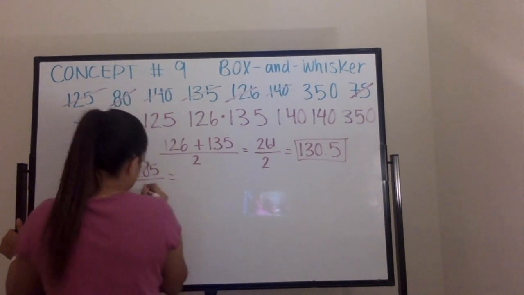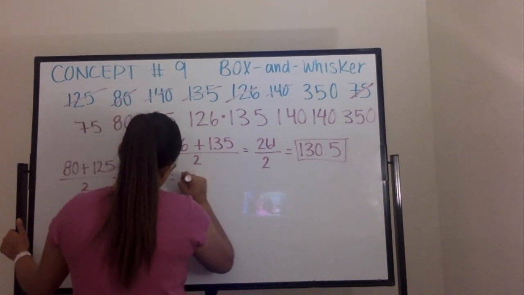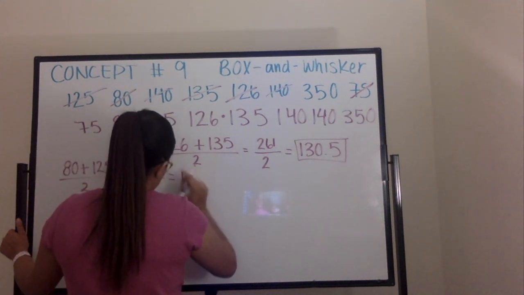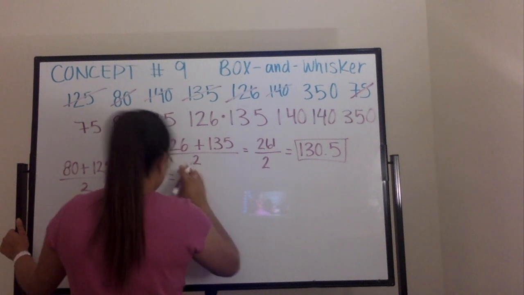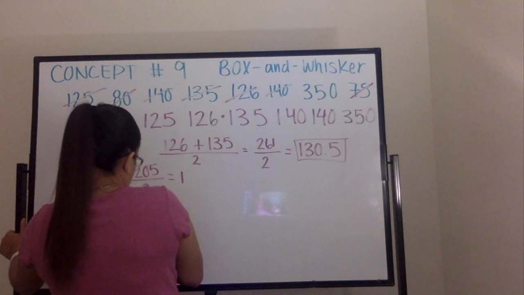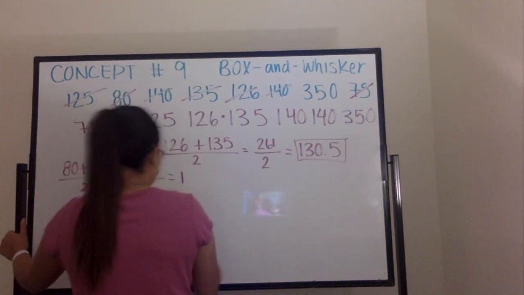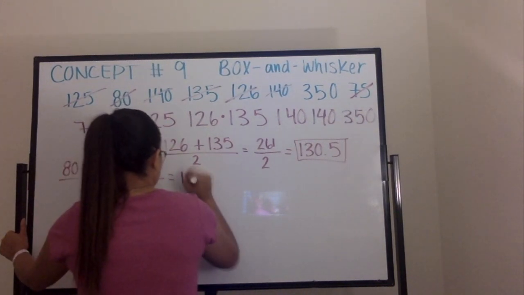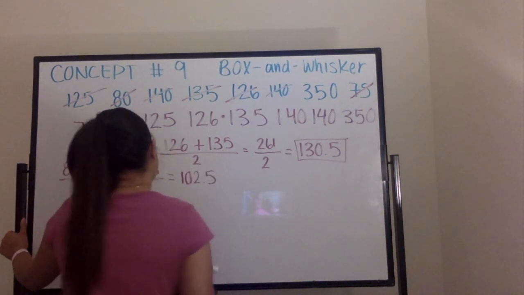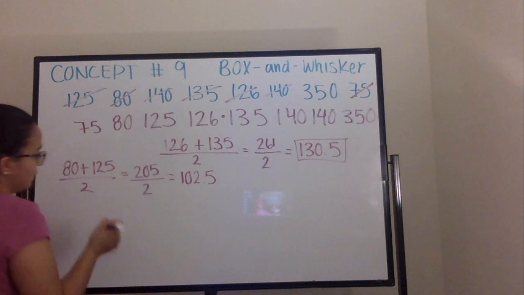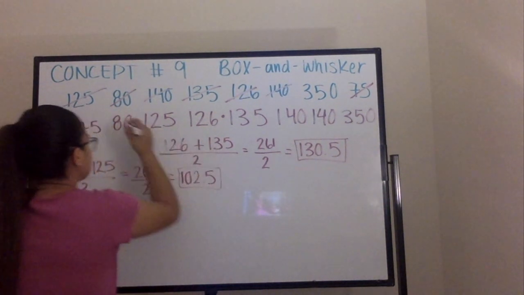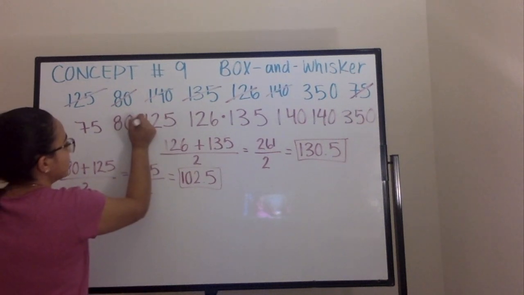102.5, ish. Okay, 102.5 ish. That would be our median. So it would be right in between here.